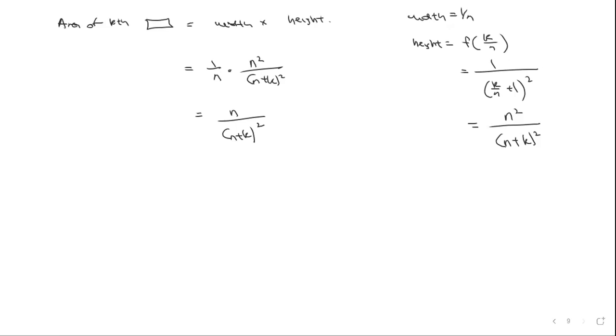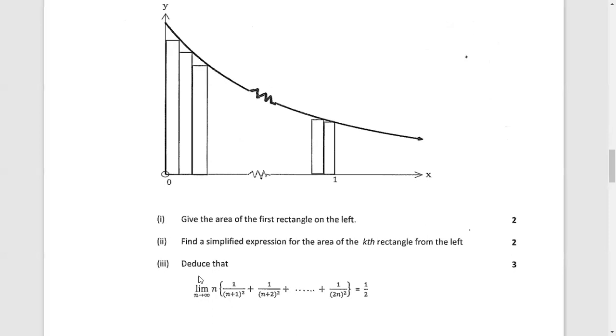So now it may be helpful to go back to the diagram and look at the expression they want us to prove. They want us to deduce this. Now, keep in mind that we've just worked out the area of the kth rectangle is going to be n over (n plus k) all squared. Now, deduce that the limit as n approaches infinity of n times [1 over (n plus 1) all squared plus 1 over (n plus 2) all squared plus ... plus 1 over (2n) all squared] is a half.